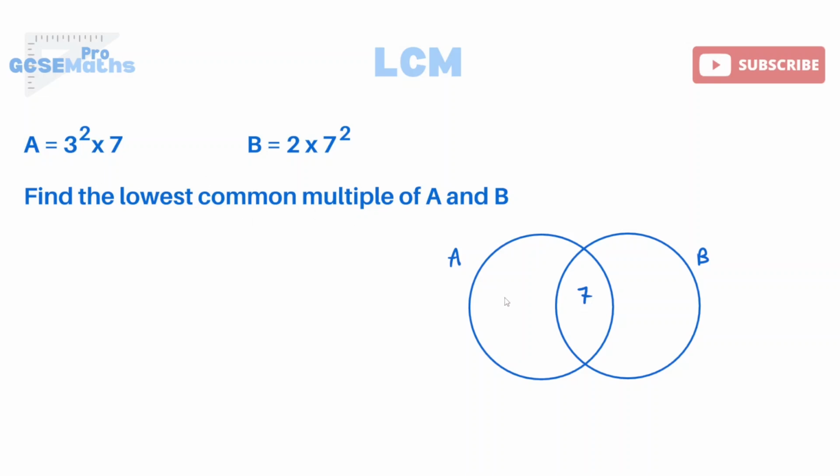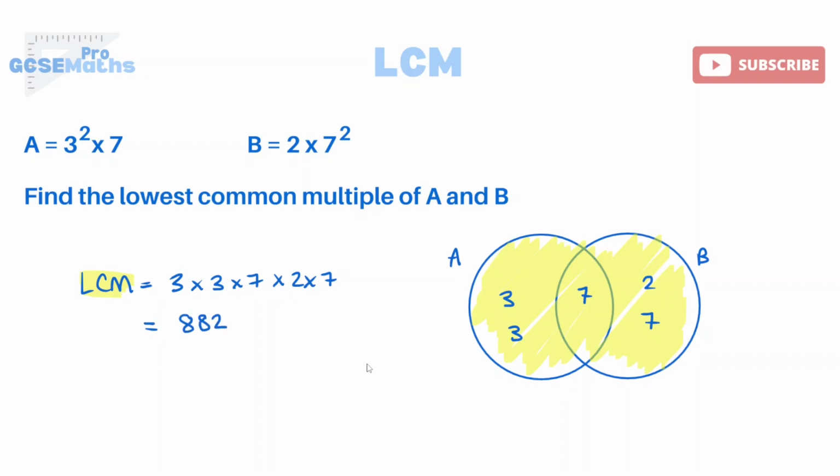So for A, we've got 2 3s left over, and for B, we've got a 2 and another 7 left over. Now, to find the lowest common multiple, we have to multiply together the whole of the Venn diagram, which means we have to do 3 times 3 times 7 times 2 times another 7. And that actually gives me 882. So that is the lowest common multiple for A and B. Again, we don't need to work out what A and B are as original numbers because that would just be going backwards. They've already given us the prime factors, we just need to carry on from that step in the method. And that is it.